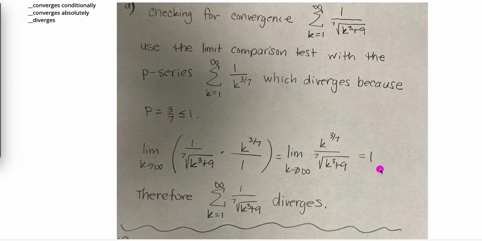Now, according to the limit comparison test, if you get some value other than 0 here, then the series that you're comparing and the series that you're comparing it to, they either both diverge or both converge. Now, because I know that this diverges, then I know that both of them diverge, which means this series is going to diverge.